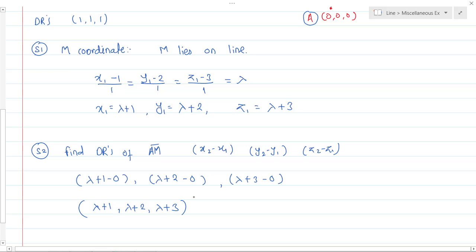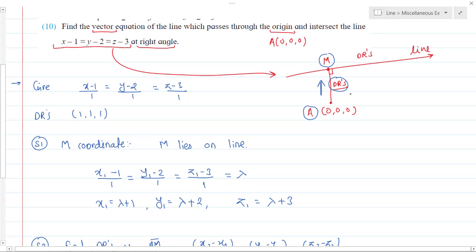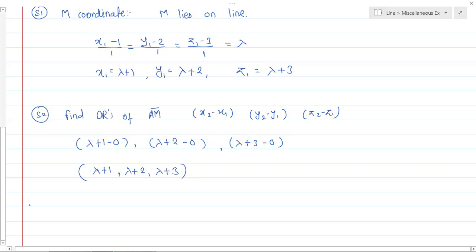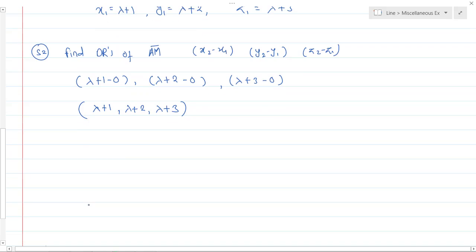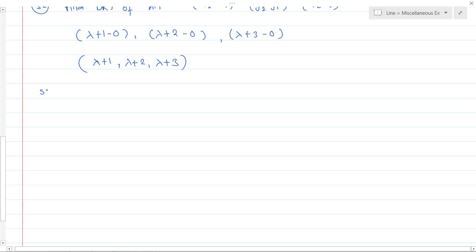Perfect. Now what do you have? You have both the direction ratios. These direction ratios we have are a1, b1, c1, and these are the direction ratios a2, b2, c2. Then what do you know? The sum of the products is always equal to 0 for perpendicular vectors. Okay, step number 3 is what?